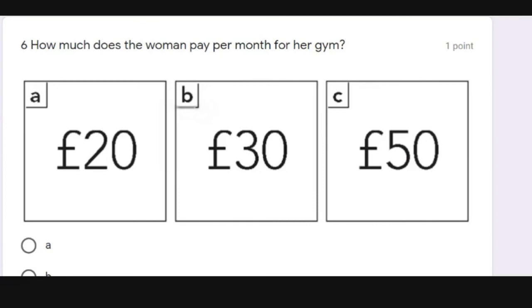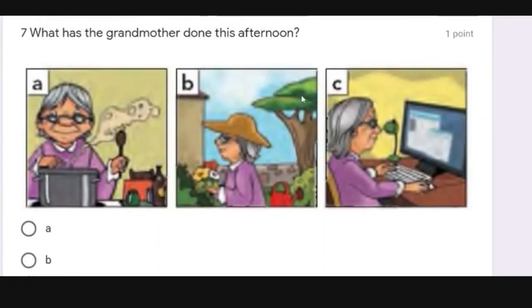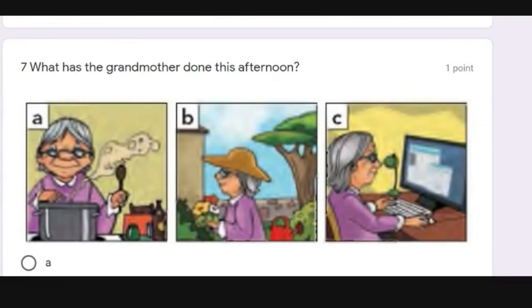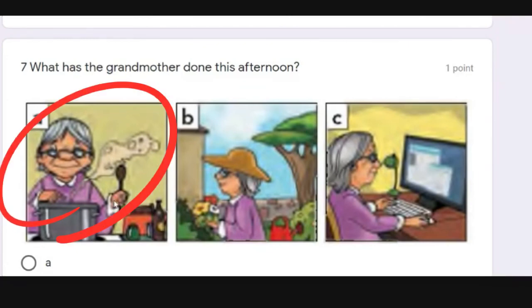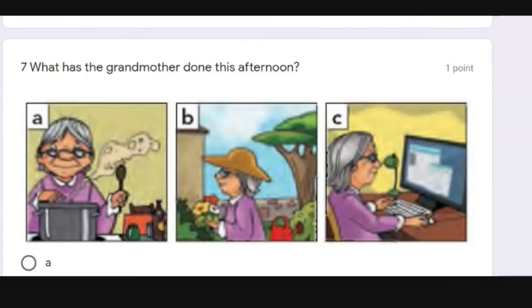Now let's proceed to number 7. What has the grandmother done this afternoon? What do you see in picture A? Yes, she's cooking. What about picture B? Gardening, very good. What about picture C? Yes, she's surfing the internet. Alright, now let's listen to the audio.